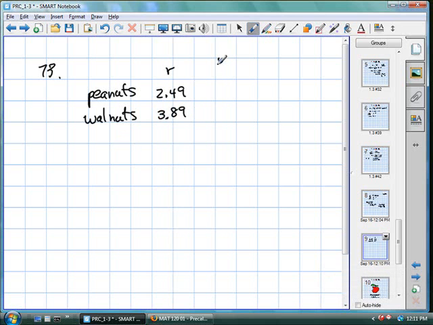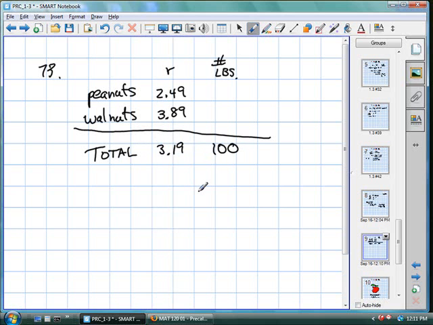So this is the number of pounds in this next column. And we've got to have a total down here, and we want this to be 100. Okay, 100 total. And we want it to come out to $3.19 per pound. $3.19 is going to be the rate. Let's just say the number of pounds of peanuts is X. Then wouldn't it be true that the number of pounds of walnuts would be 100 minus X?